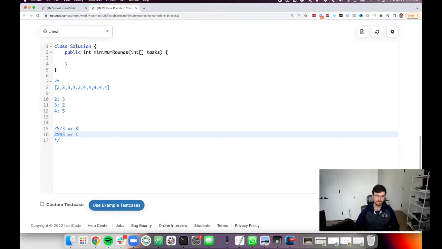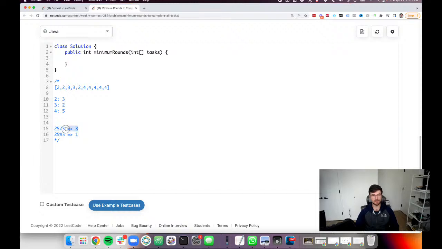Now, that means that we can do 8 sets of 3 tasks, but because we have exactly 1 left over, that's not actually valid, right? We can't do 8 sets of 3 tasks because then we have 1 left over, which messes us up. But what we could do is 7 sets of 3 tasks, and then that would leave us with 4 left over. And so we would do 2 sets of 2.